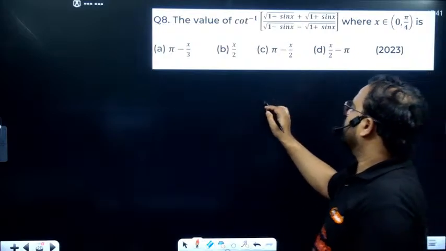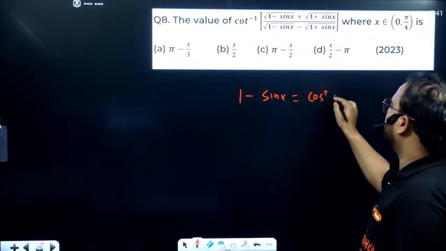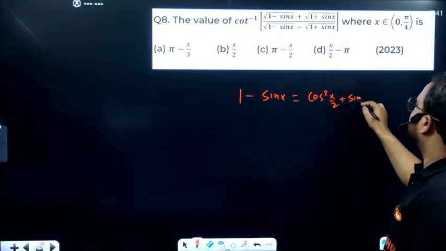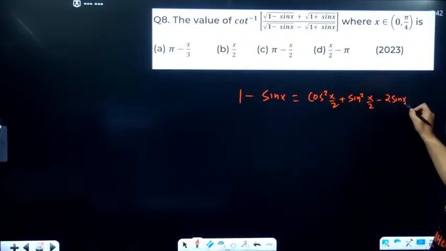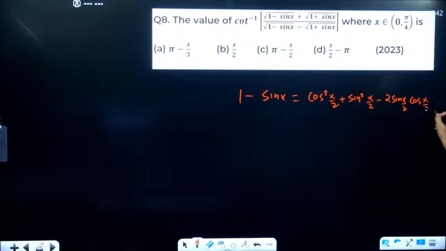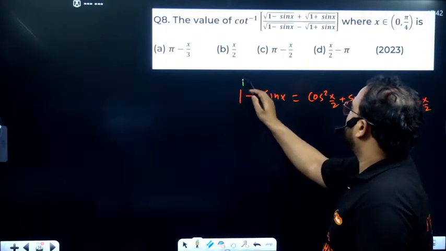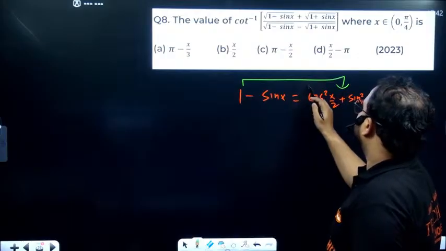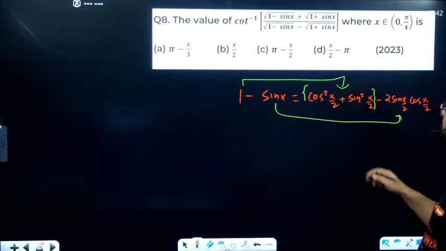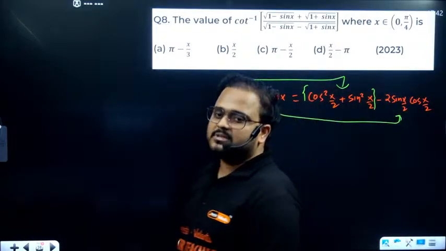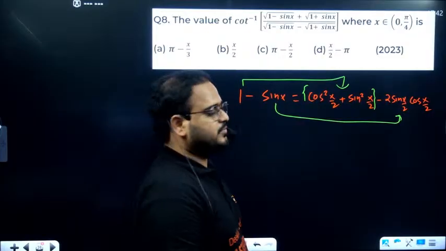This is what you're going to do. Whenever you have 1 minus sin x, write it as cos square x by 2 plus sin square x by 2 minus 2 sin x by 2 into cos x by 2. How? Check this out. This one represents this part, and this represents this part. The sine half angle formula we have used, and for the 1 we have used the identity sin square plus cos square is 1.